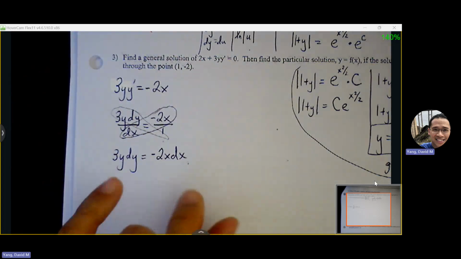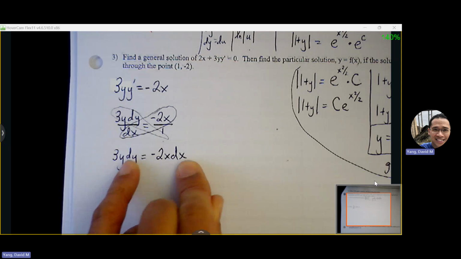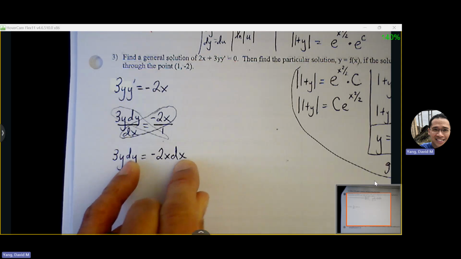As you do this, you're going to get something accomplished. What you get accomplished is that your dy and dx are lined up. These are going to be your anchor variables. You want these to be in place first.